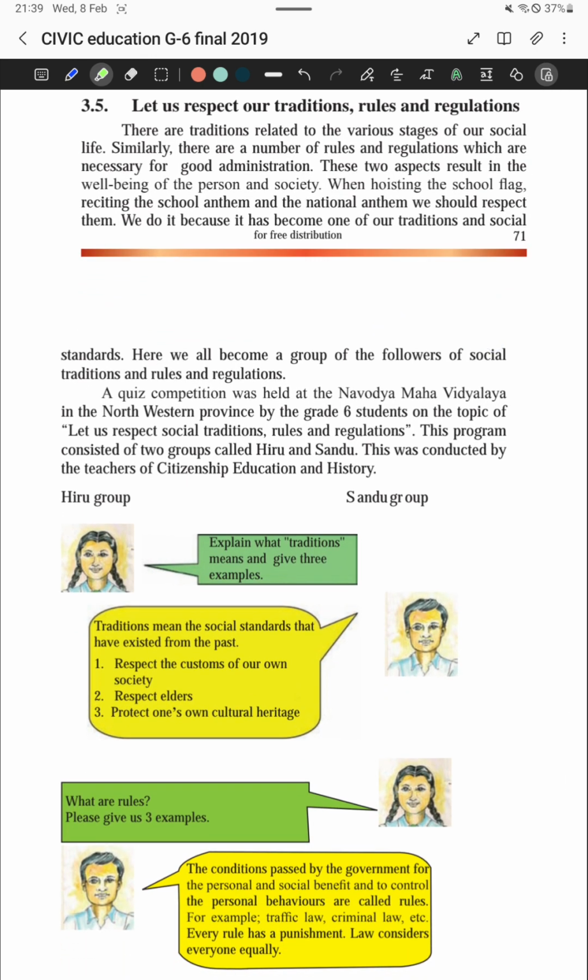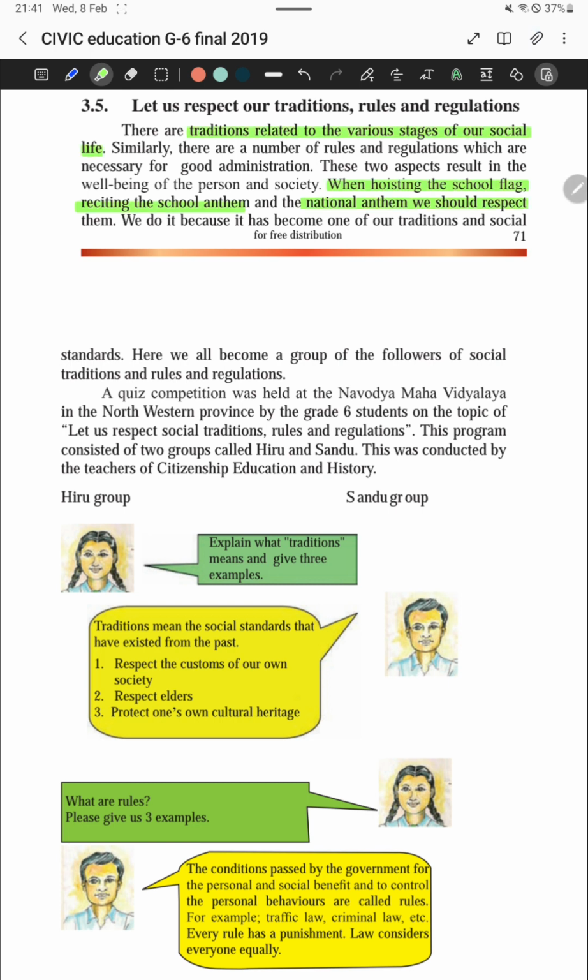Let us respect our traditions, rules and regulations, right? This is something related to your day-to-day activities. You are doing everything related to your tradition. Traditions mean those which are coming from the previous generations to the current world. Rules and regulations may be created by people, sometimes by the governments, by the school, by the institutes. Rules and regulations can be created by people, but traditions are related to the past generations. So we are going to talk about some things like that.